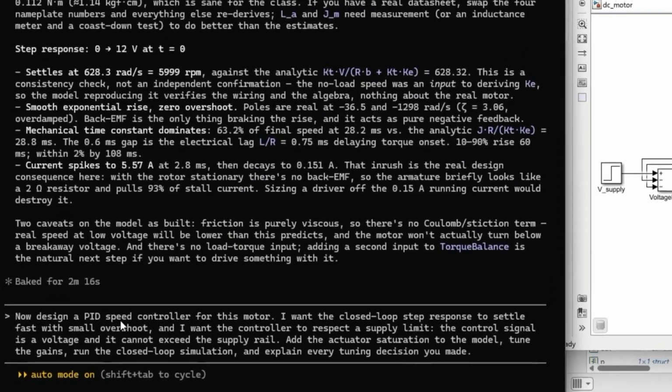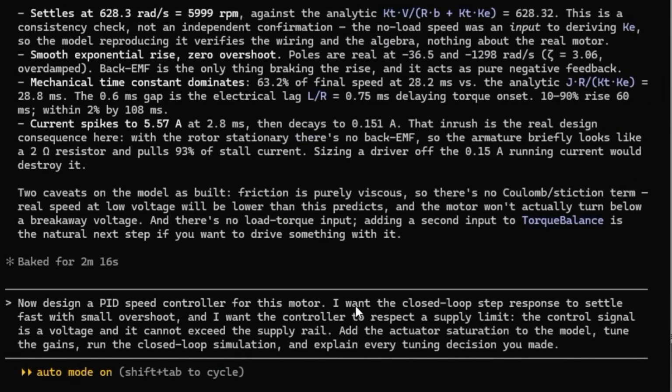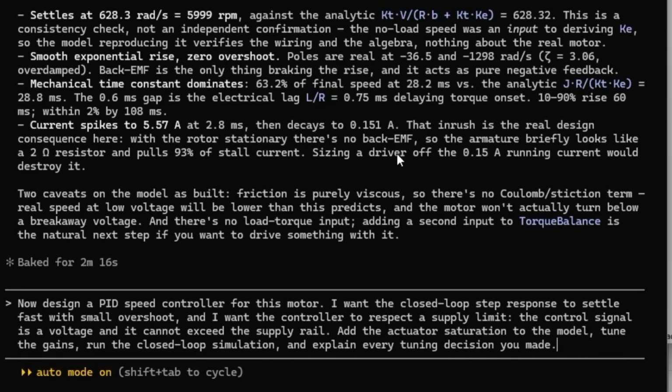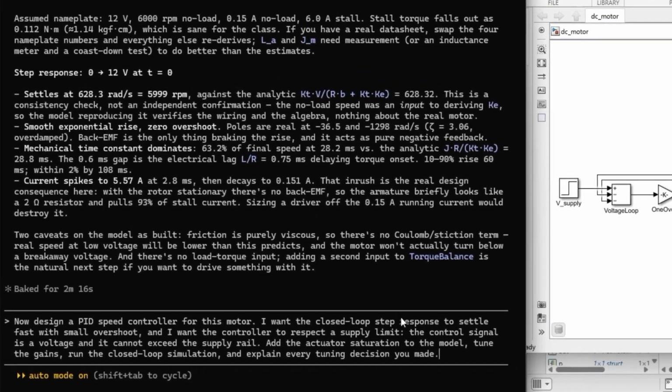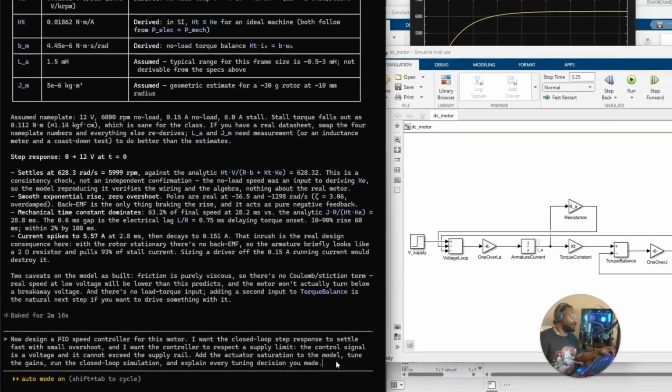Now design a PID speed controller for this motor. I want the closed loop step response to settle fast with small overshoot. And I want the controller to respect a supply limit. The control signal is a voltage and it cannot exceed the supply rail. Add the actuator saturation to the model. Tune the gains. Run the closed loop simulation and explain every tuning decision you make. This is crazy. Can it do it?